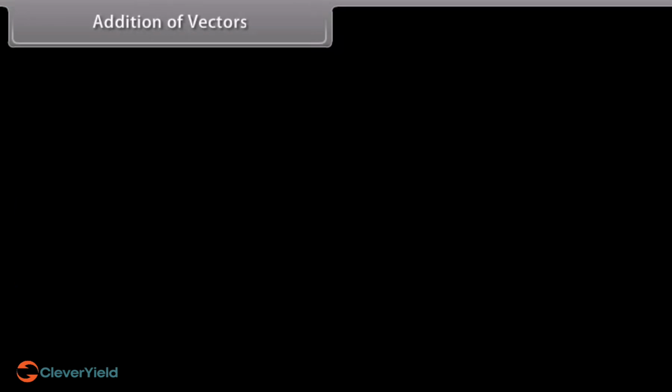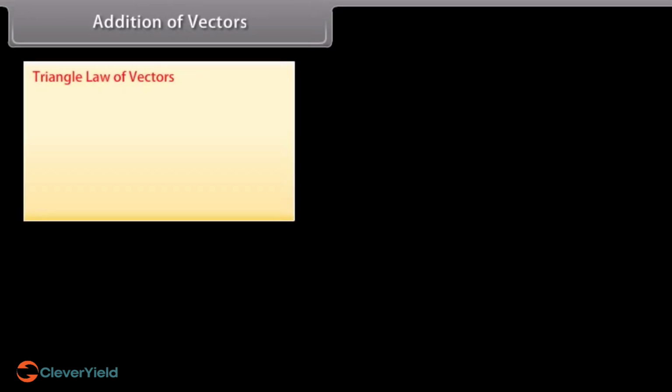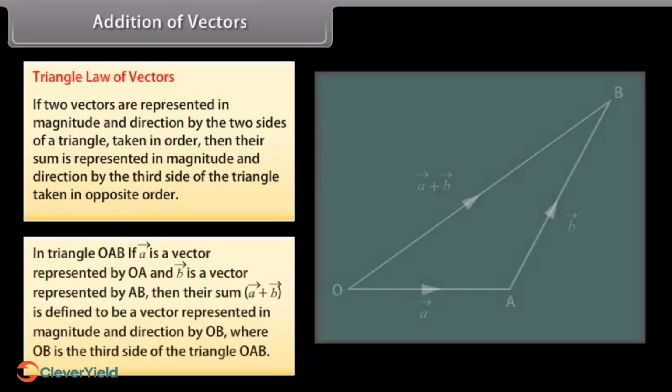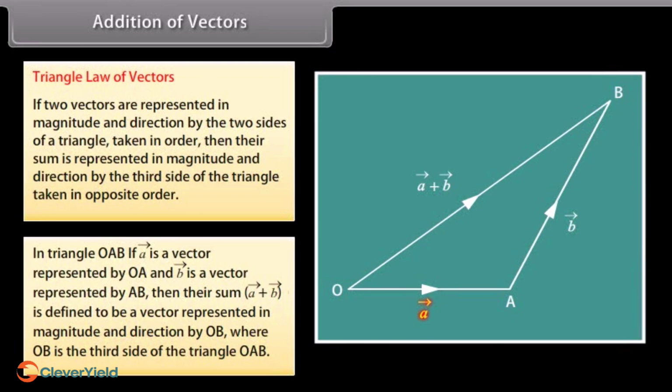Addition of vectors. Triangle law of vectors. If two vectors are represented in magnitude and direction by the two sides of a triangle, taken in order, then their sum is represented in magnitude and direction by the third side of the triangle, taken in opposite order. In triangle OAB, if vector A is represented by OA and vector B is represented by AB, then the sum vector A plus vector B is defined to be a vector represented in magnitude and direction by OB, where OB is the third side of the triangle OAB.